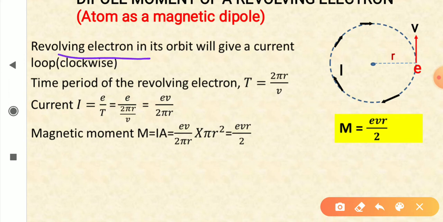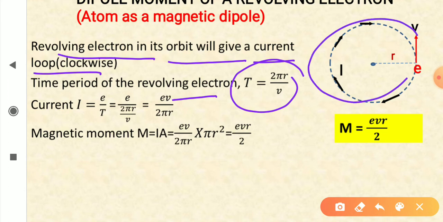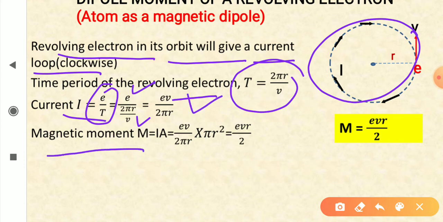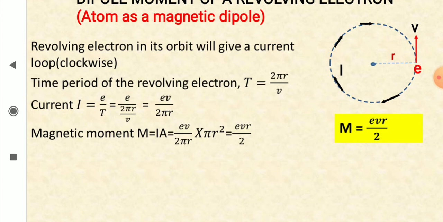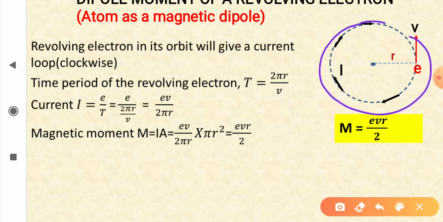So, here the revolving electron in its orbit will give a current loop, and time period of revolution of electron is 2 pi r upon v, circumference upon velocity. Now current is charge upon time. Charge is e, time 2 pi r upon v. Simplify it, you get this. Now magnetic moment of this current loop is current into area, IA. Put the value of current from here, ev upon 2 pi r. Area of the loop is pi r square. It is equal to evr upon 2. So, the magnetic dipole moment of this current loop becomes evr upon 2.